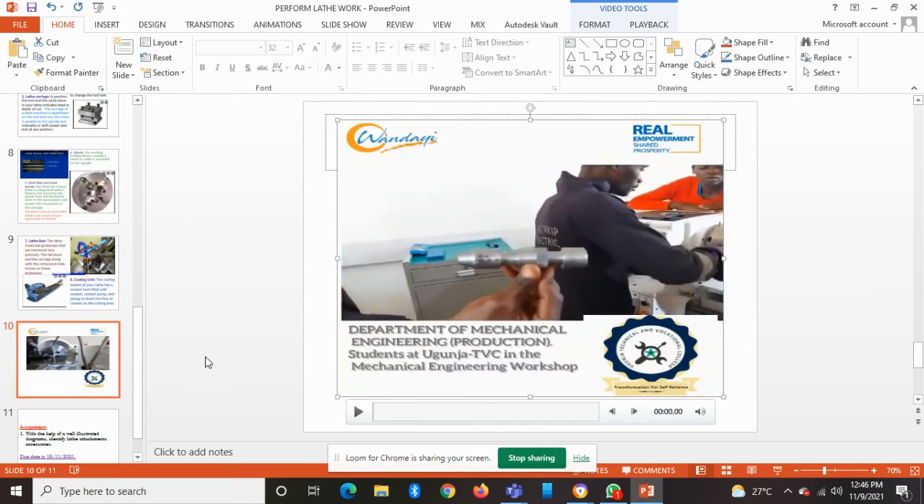In summary, we have tackled the following, and we are in a position to answer the following questions. 1, what is a lathe machine? 2, identify types of lathe. 3, identify parts and function of a lathe.